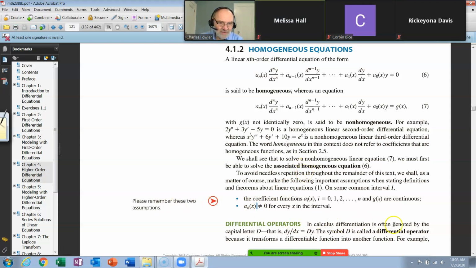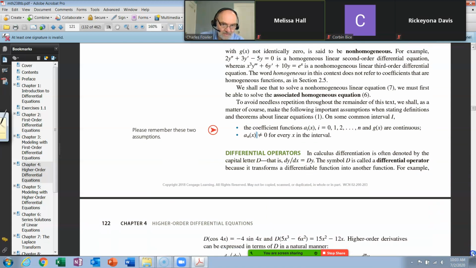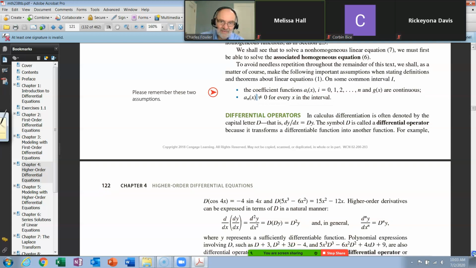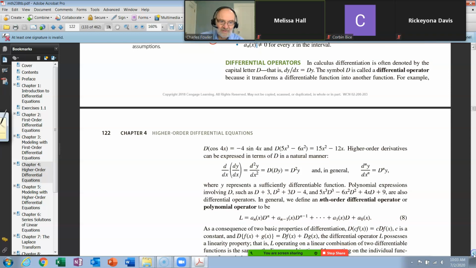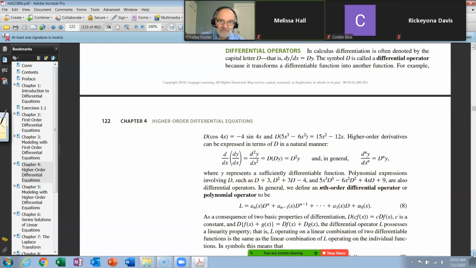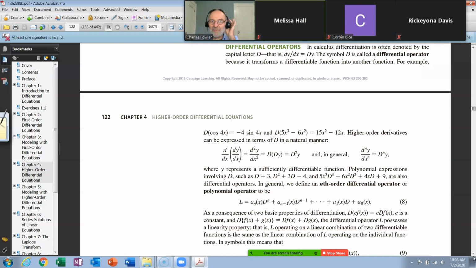Now they're getting to a slightly different topic, and this is on differential operators. As if we didn't have enough ways to express a derivative, we have the Leibniz notation, d by d. We have the prime notation, up to a certain place, and then you put numbers in parentheses. Let's have another way to express a differential operator, okay? In calculus, differentiation is often denoted by the capital D, okay?